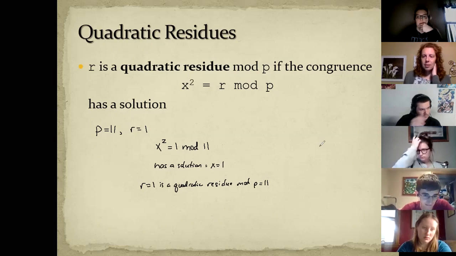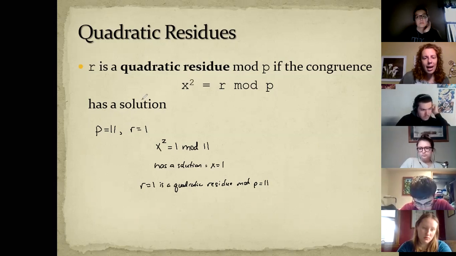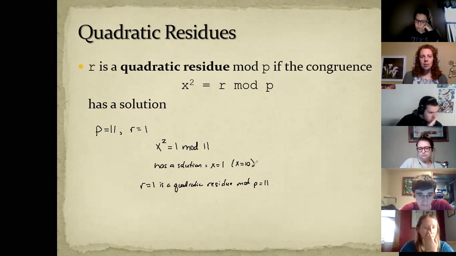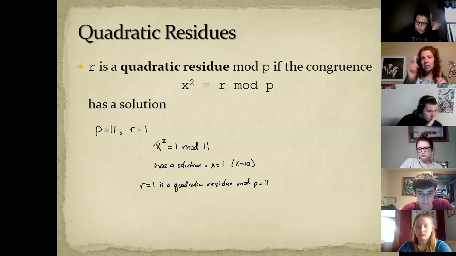Got the basic idea of quadratic residues? You're looking for a solution to this equation. We're good? We could also have said x equals 10 is a solution as well. 10 squared is 100, and 99 is divisible by 11. So 10 squared is congruent to 1 mod 11. That's fine. This equation is always going to have pairs of solutions because if x is a solution, then -x mod p is also going to be a solution. So you only have to find one, but there's always going to be an even number of solutions because they'll come in pairs. Okay, got the idea?